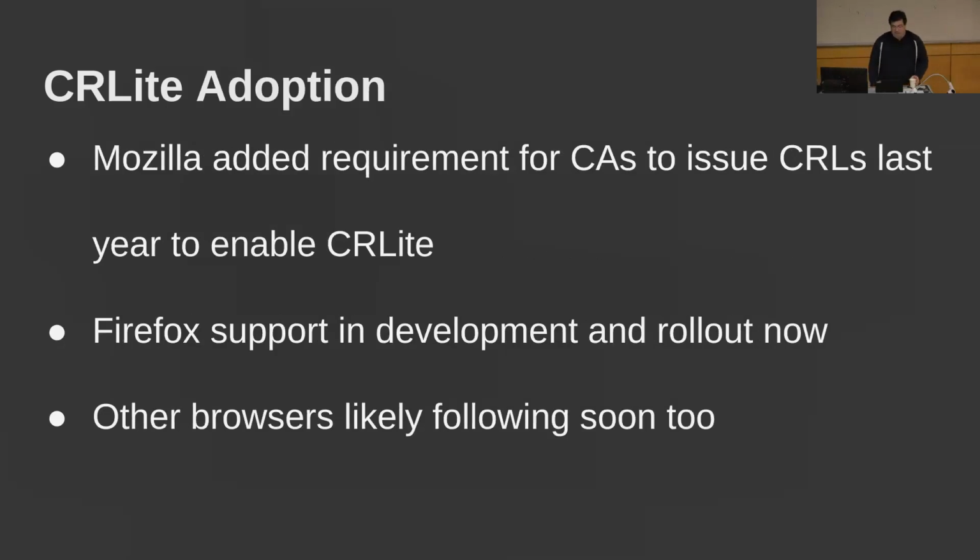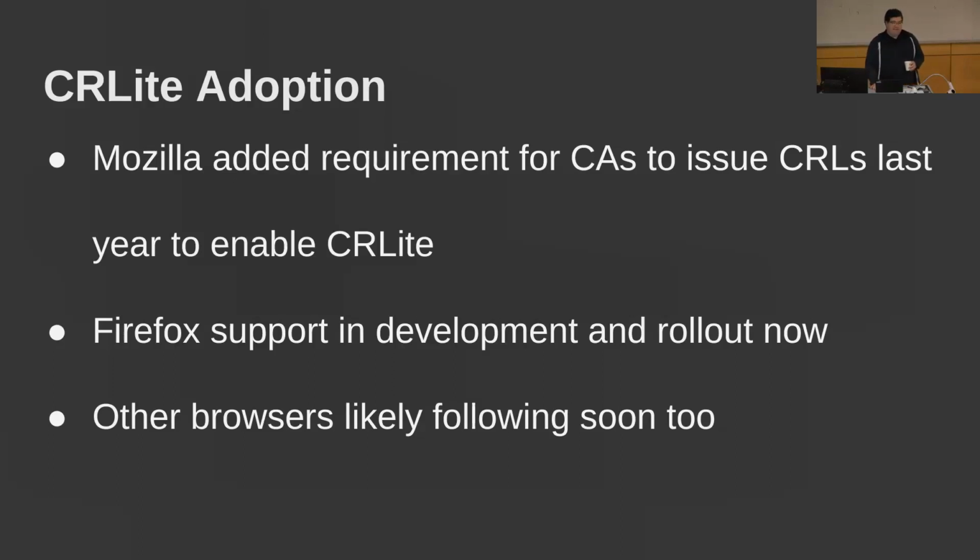CRLs weren't actually required to be issued by CAs. OCSP was mandatory, but Mozilla added the requirement to enable this. Firefox is beginning to roll out CRLite. Other browsers have sort of vaguely indicated interest. Apple has also added a requirement for CRLs. They're a fortress of silence, so we don't know why, but we could assume that they're doing something similar. And Chrome have publicly indicated in talks that they might be doing something like this soon too.